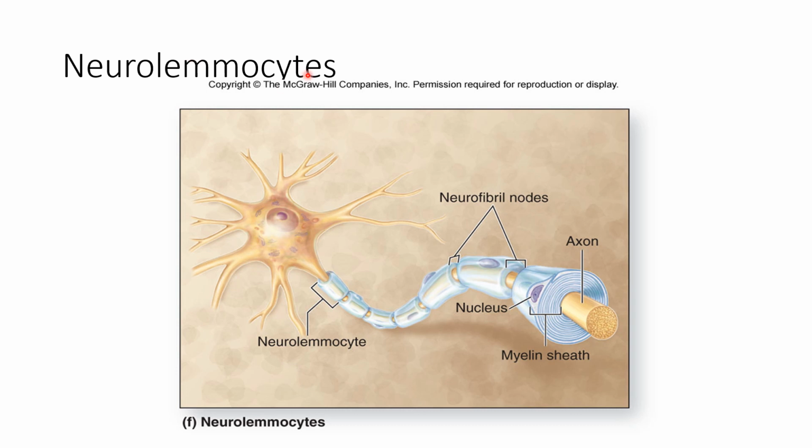Neurolemmocytes have another name, Schwann cells. So you can either call them Schwann cells or neurolemmocytes. Your Schwann cells function like the oligodendrocyte. The Schwann cells are basically responsible for making the myelin sheath and myelinating the axons of the neurons in the peripheral nervous system. Same thing: when they deposit that myelin sheath around the axon, there are going to be gaps known as the nodes of Ranvier.